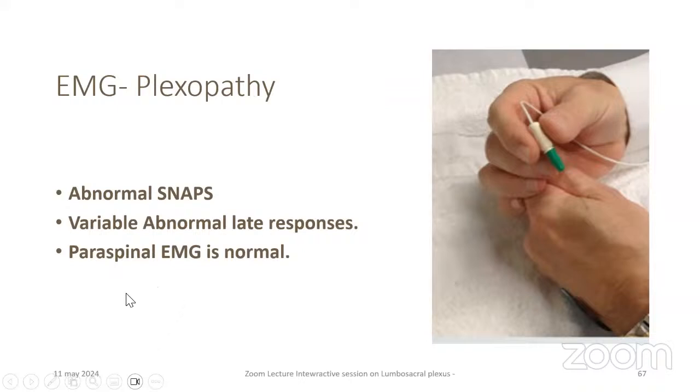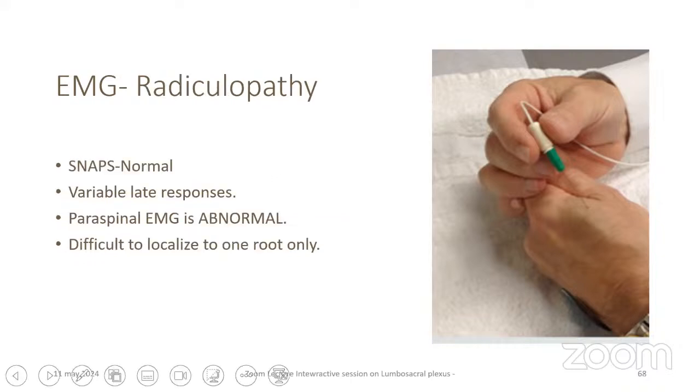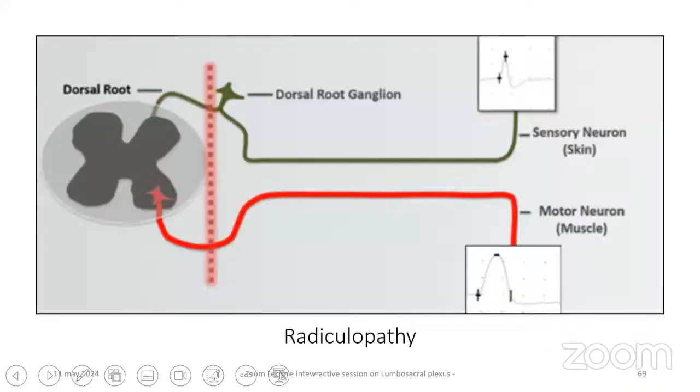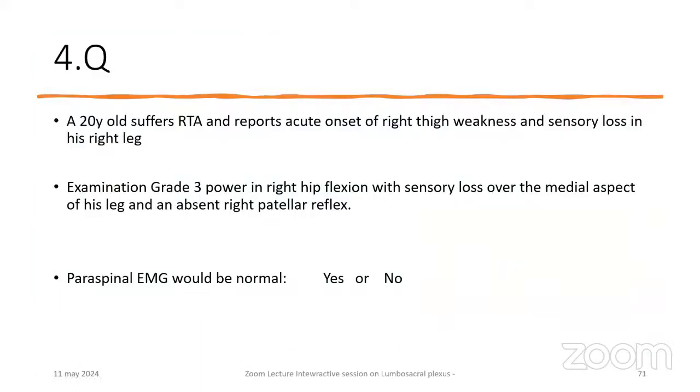Plexopathy: abnormal SNAPs, as I said earlier, variable abnormal late responses, and paraspinal EMG is normal. Paraspinal EMG will be abnormal in radiculopathies. So in radiculopathies we have to perform the paraspinal EMG, where the SNAPs are normal, with variable late responses. Paraspinal EMG is abnormal, and it is usually difficult to localize to one root only. So we can have a broad idea on EMG. For radiculopathy, we have shown this diagram earlier, so I'll skip this and go back to the question.